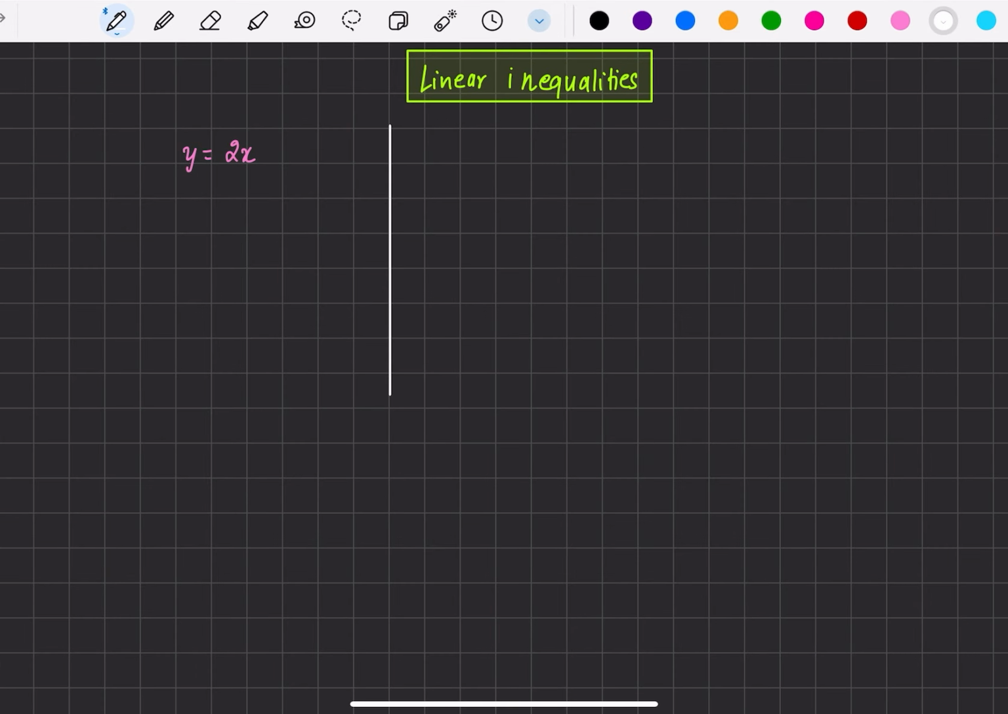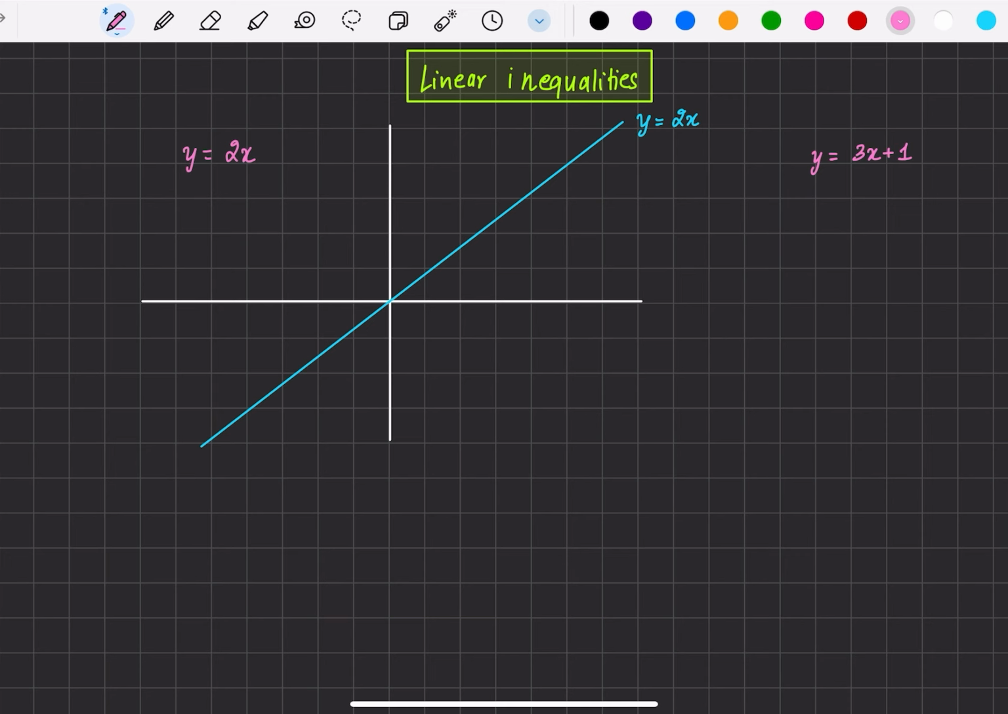To draw this, let's have a coordinate axis, and then we just plot the points on it. It will look something like this: the line y equals 2x. Given any line, let's say y equals 3x plus 1, how would you draw this? You would first try to figure out what the intercepts are. For instance, if x equals 0, y equals 1.